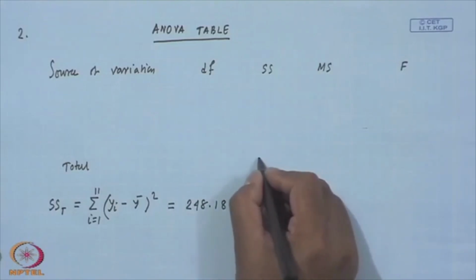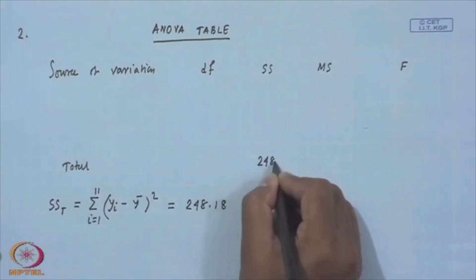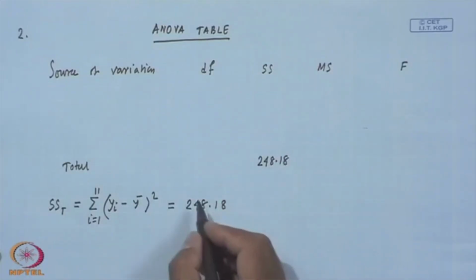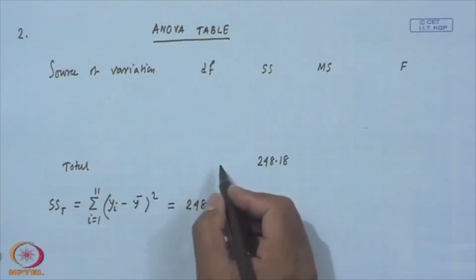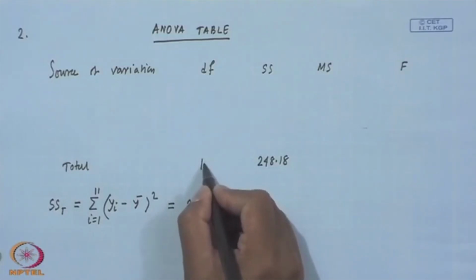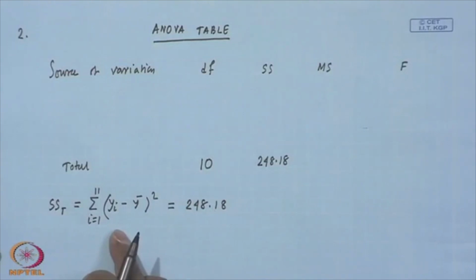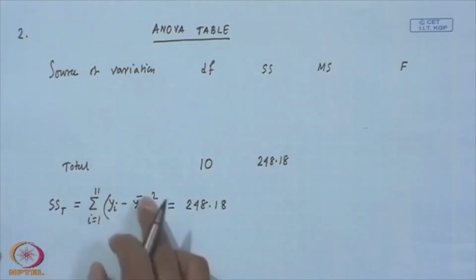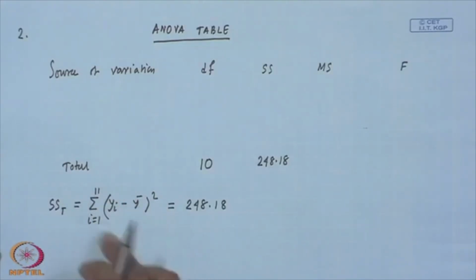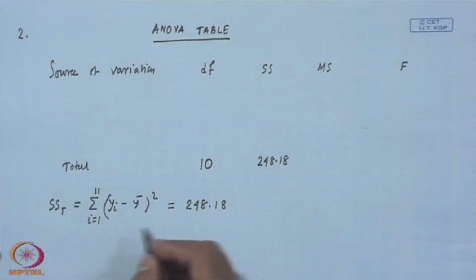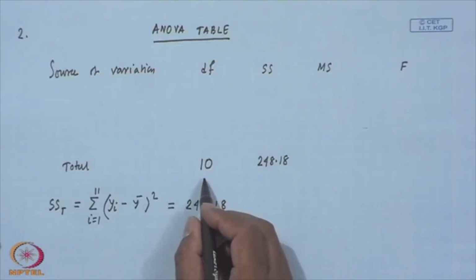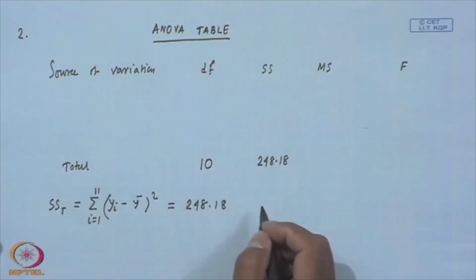Okay. So, the SS total is 248.18. Now, what is the degree of freedom? Degree of freedom is 10, because you know that these y i minus y bar satisfy a constraint, like summation y i minus y bar is equal to 0. So, there is one constraint here. That is why 1 degree of freedom less here.